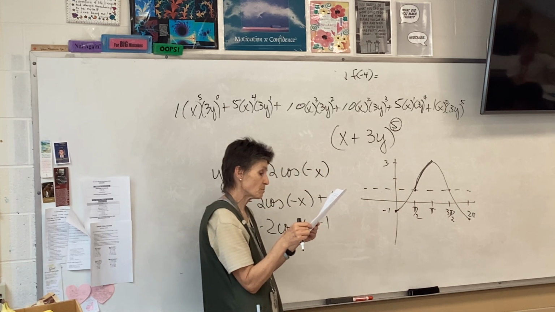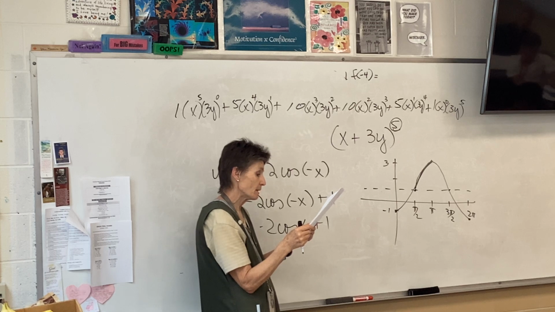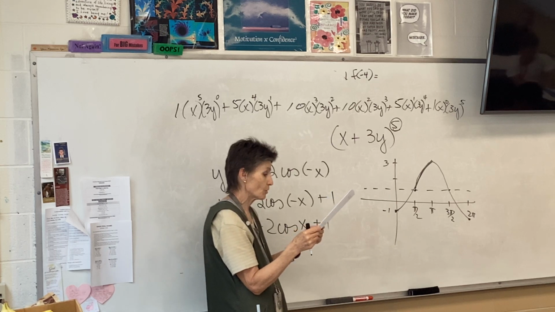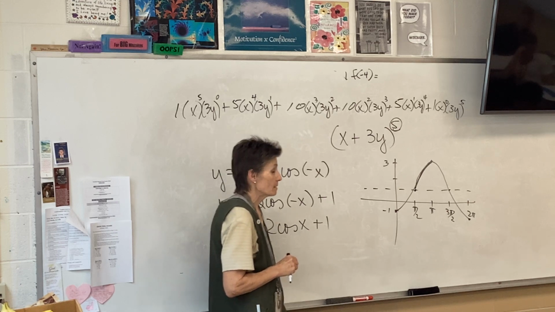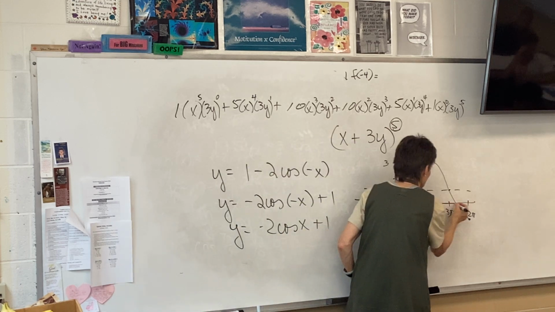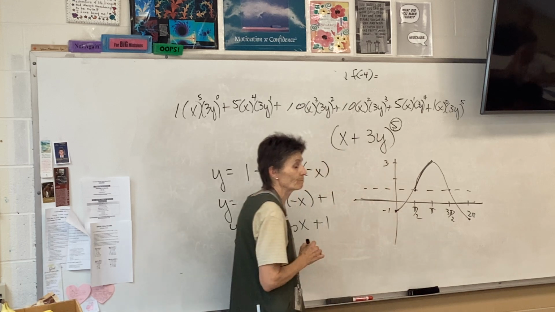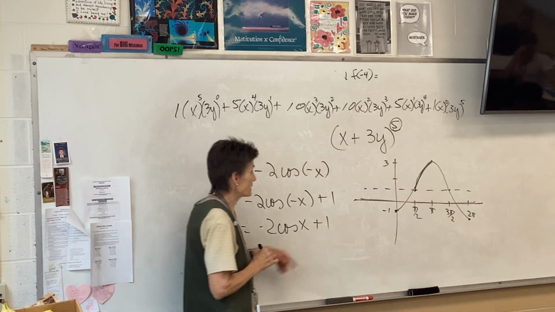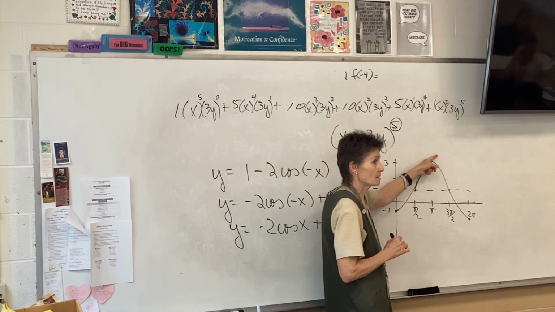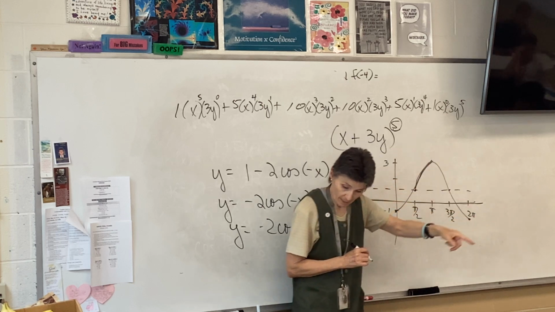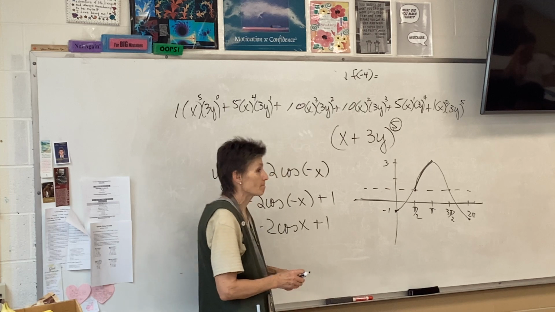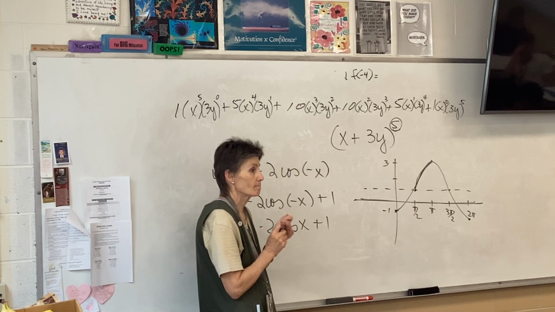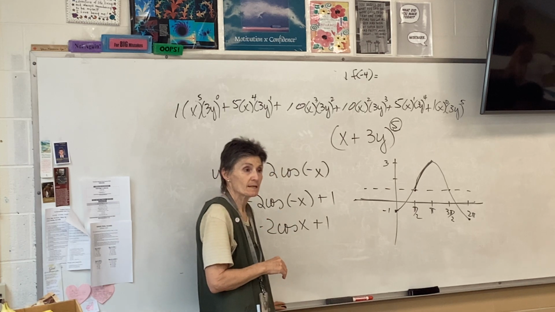How is the distance between the origin and the points on the curve changing? Remember, this is my origin. So what's happening to those points? They're increasing. Yeah, the distance is increasing. Does that make sense to everybody?